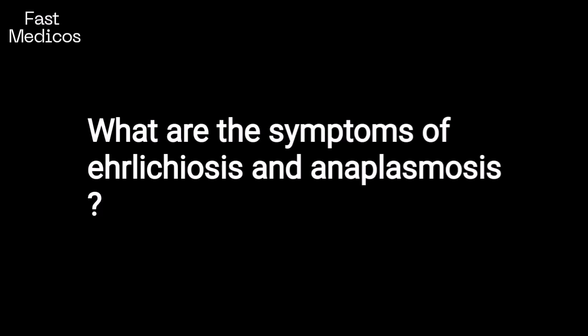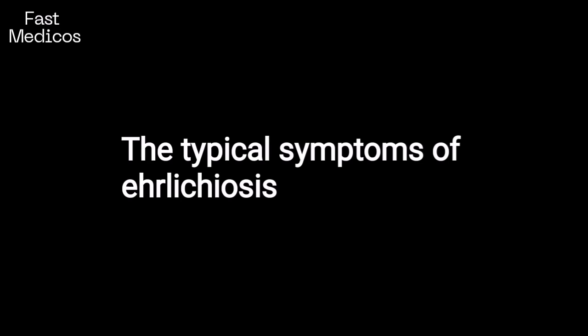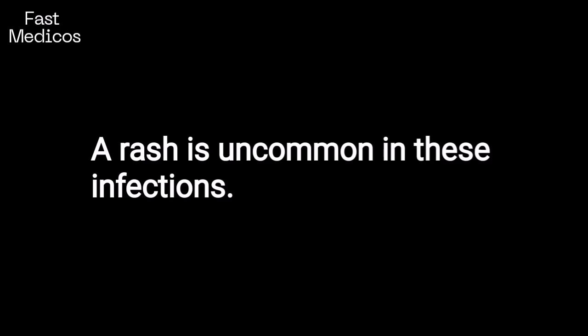94. What are the symptoms of ehrlichiosis and anaplasmosis? The typical symptoms of ehrlichiosis and anaplasmosis include fever, headache, malaise, general feeling of discomfort, and chills. A rash is uncommon in these infections.